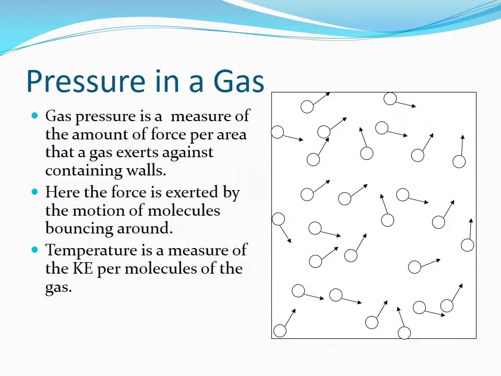Since air has weight, as does any fluid, it exerts pressure. The atmosphere exerts pressure on objects on the surface of the earth. Gas pressure is a measure of the amount of force per area that a gas exerts against containing walls. Here, the force is exerted by the motion of molecules bouncing around. Temperature is a measure of the kinetic energy per molecule of a gas.